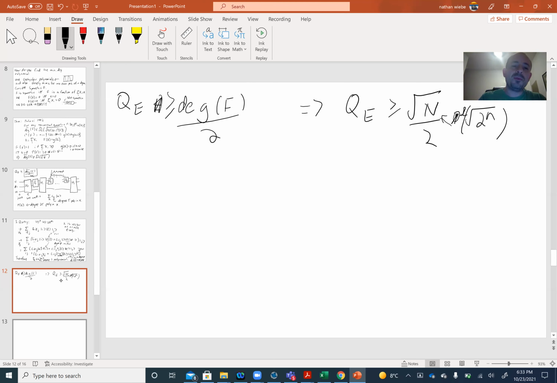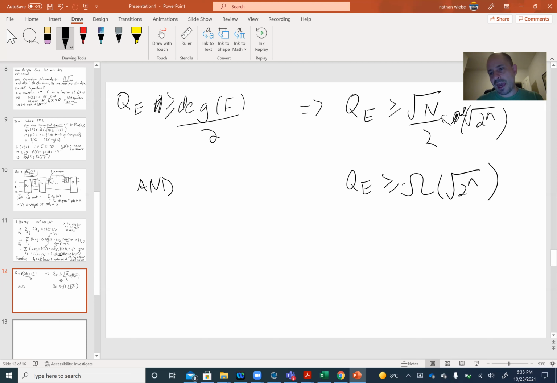Similarly, the exact same arguments go for AND. AND is also a symmetric function, and it has the same degree lower bound, and so if we wanted to compute AND, it's also in omega of root 2 to the n. So asymptotically speaking, AND and OR on quantum computers have exactly the same lower bound.